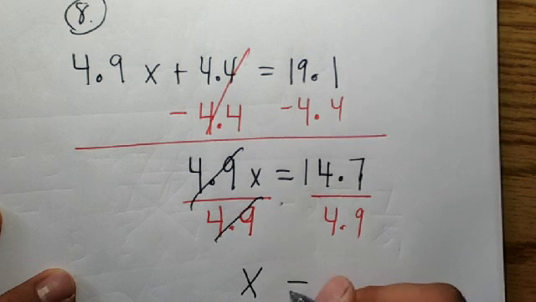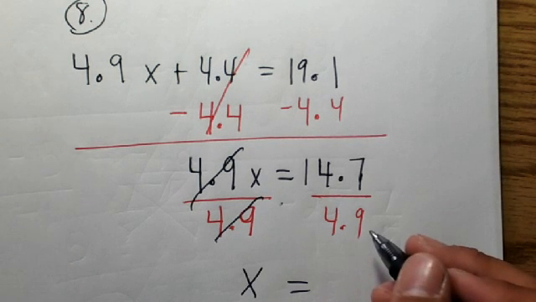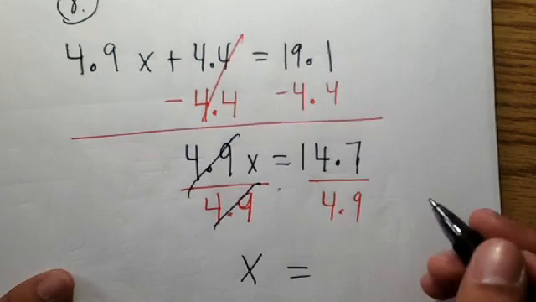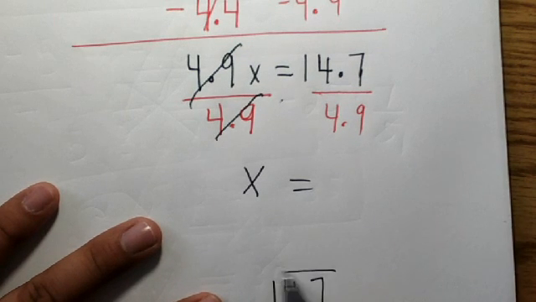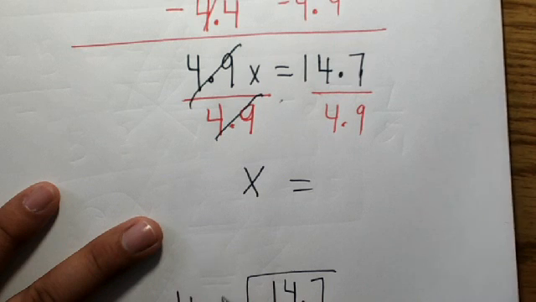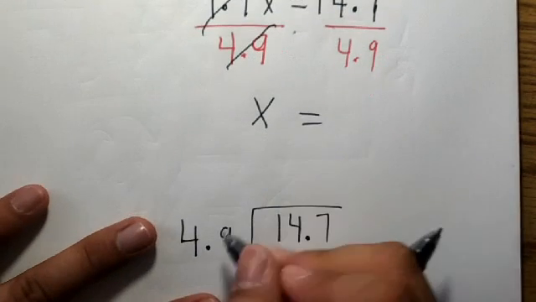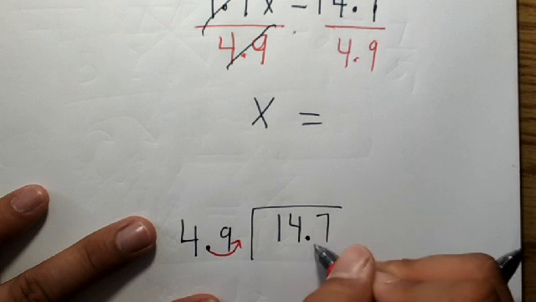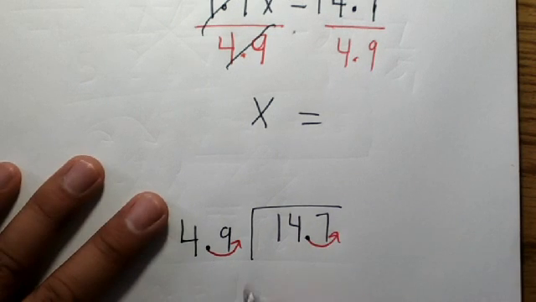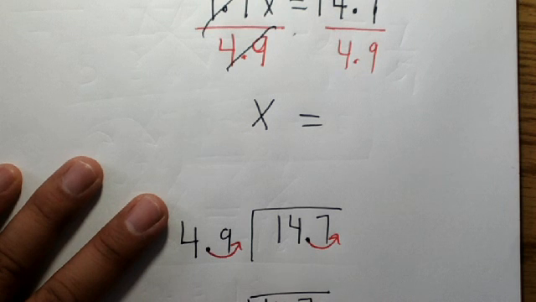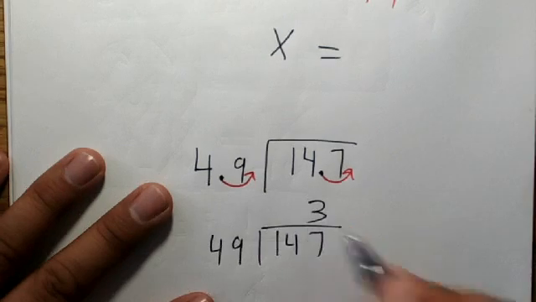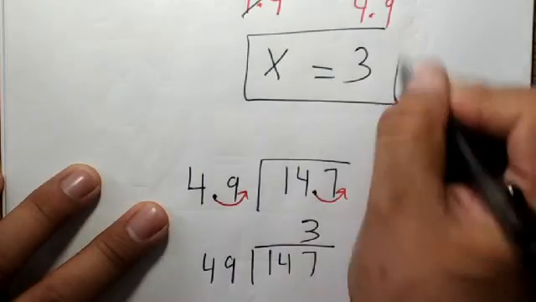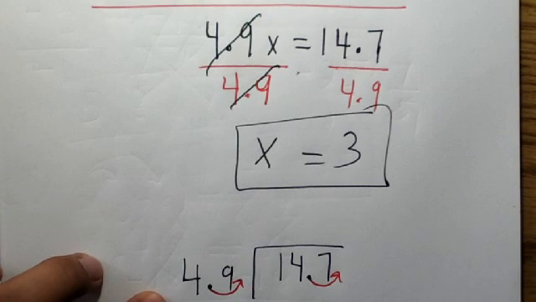So x equals 14.7 divided by 4.9. Think about that. What do we do? You move the decimal that way? Very good, so you move this one and that way. So our problem's actually 147 divided by 49, and that goes in exactly how many times? 3. So the answer is 3. Is that clear, guys?